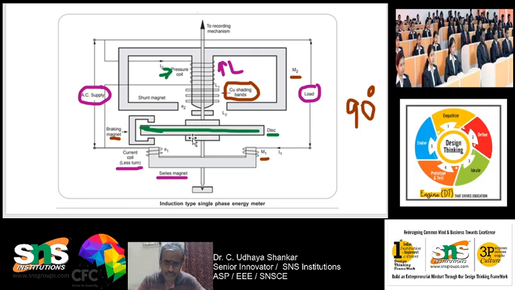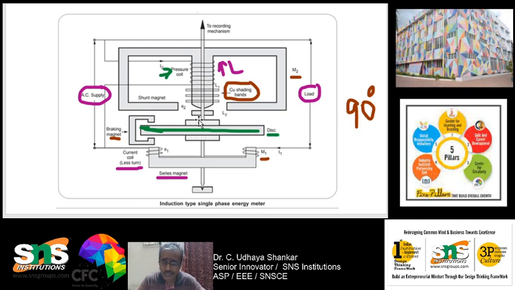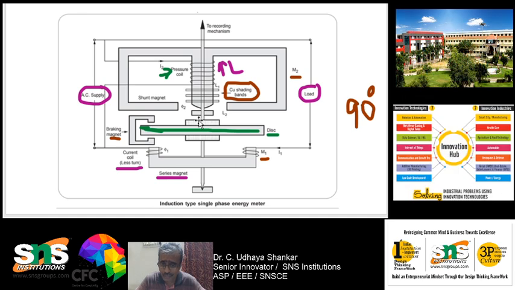Then what is the moving system? The moving system is nothing but the aluminum disc which has been placed. Why this aluminum disc is rotating is because of the interaction of the series and shunt magnets, because of which a rotating magnetic field is produced, and a driving torque is produced, which rotates that aluminum disc. Okay.